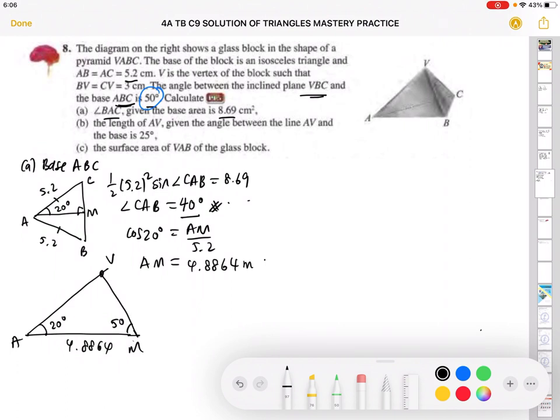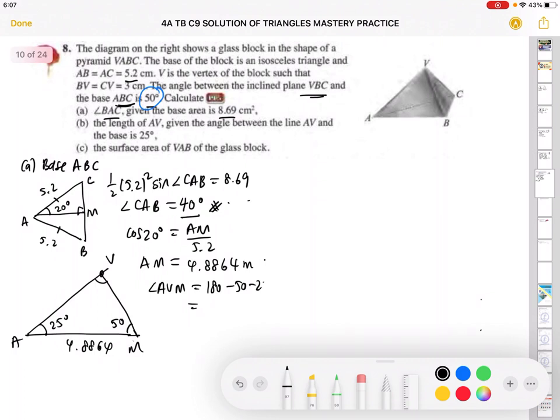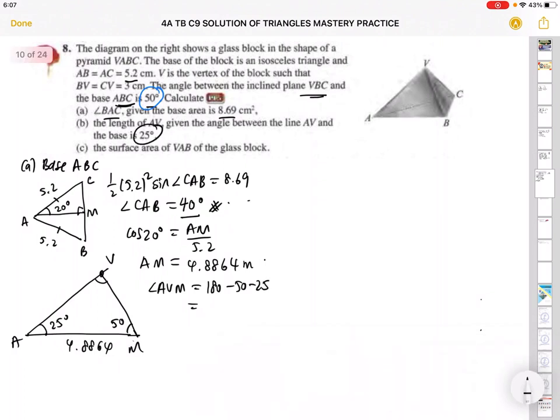Now, with all this information, I can find this angle AVB, and angle AVM is 180 minus 50 minus 20. Sorry, I think this is 25, not 20. Yeah, sorry, I wrote this wrongly. So minus 25. Yeah, can you see? Yeah, this is 25. Okay, so this will give us 105.